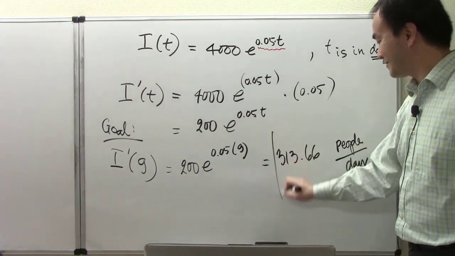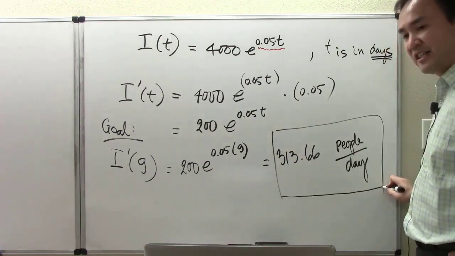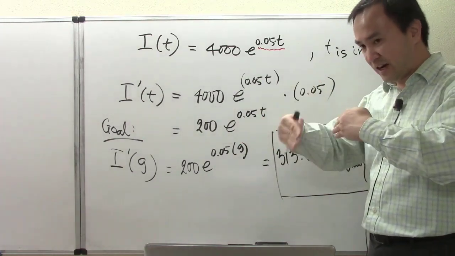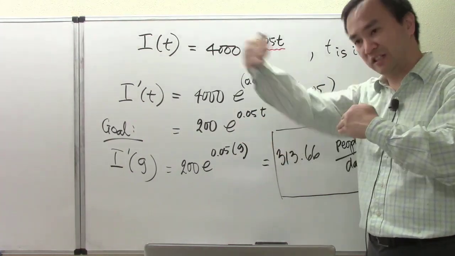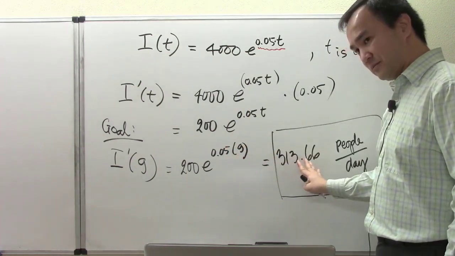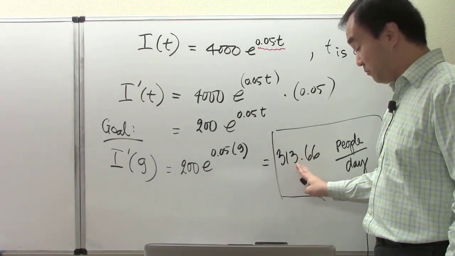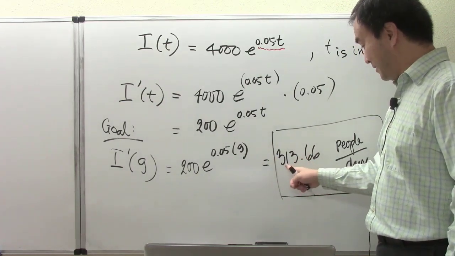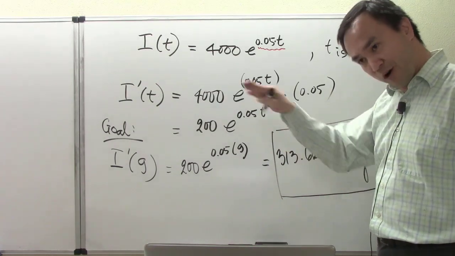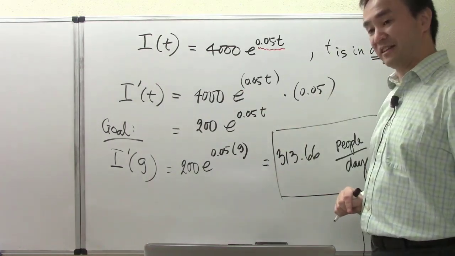So 9 days later, which could be on the 10th day, because time 0 is on the first day actually. So on the 10th day, it's 9 days later. So the infection is growing quickly. That's pretty quickly, right? 313.66 people per day, but that's only the rate on that day, on that 10th day right there.